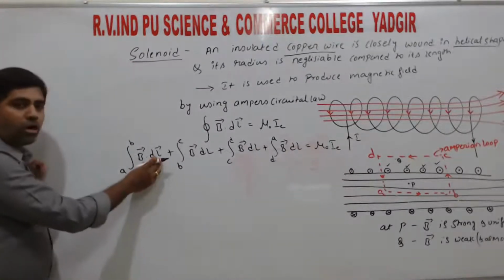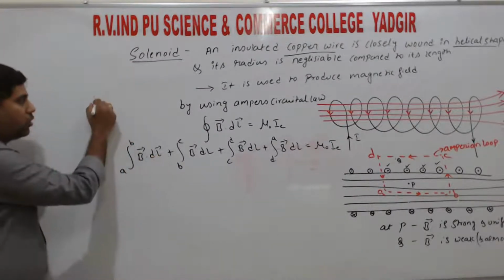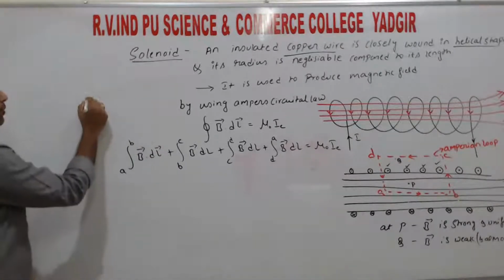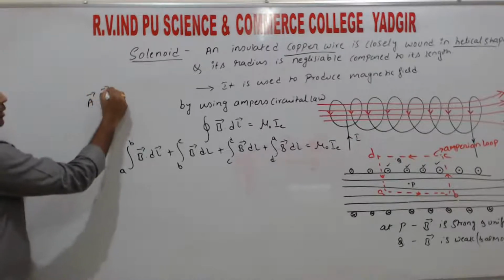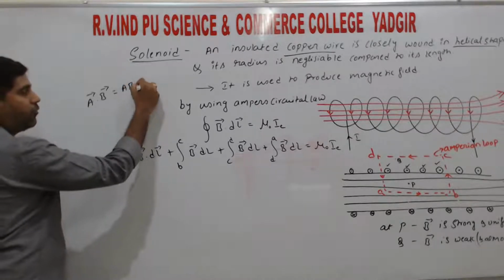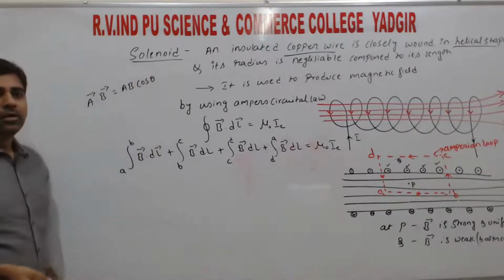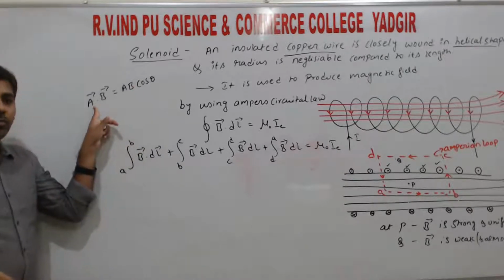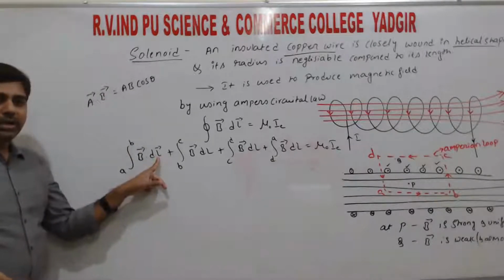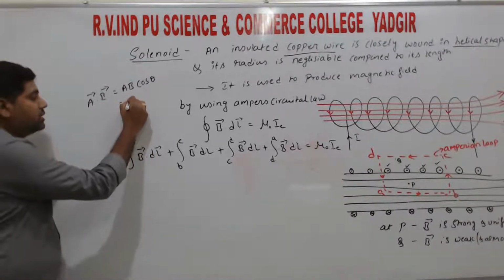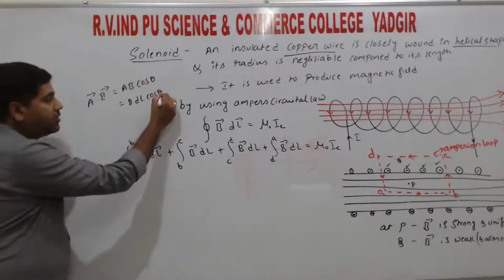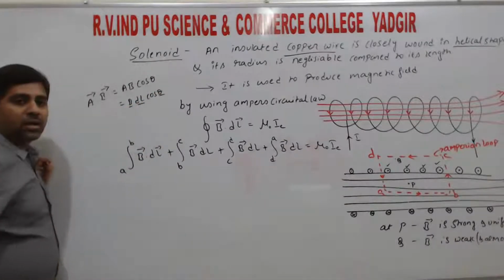So this is the dot product. You have studied vectors, the dot product between two vectors, A dot B. If you expand that, it is magnitude of A into magnitude of B into cos theta. This gives the definition of the dot product. So in place of A we have the magnetic field, in place of B we have dl, so we can write this as B dl cos theta, right? Theta is the angle between the magnetic field and the current element.